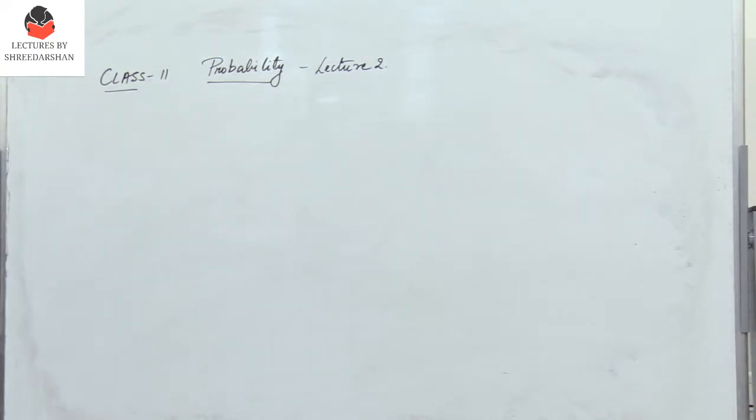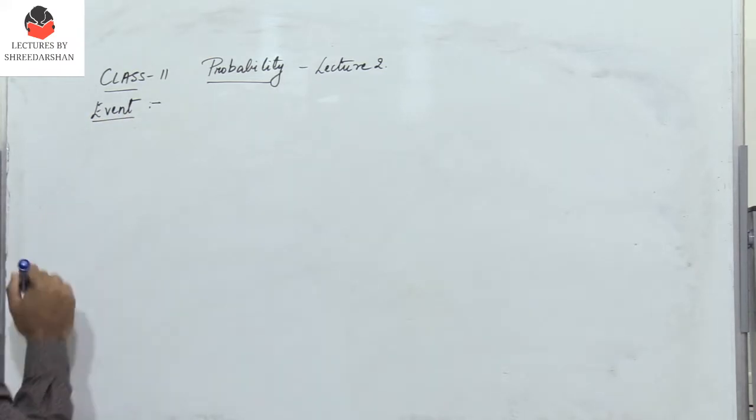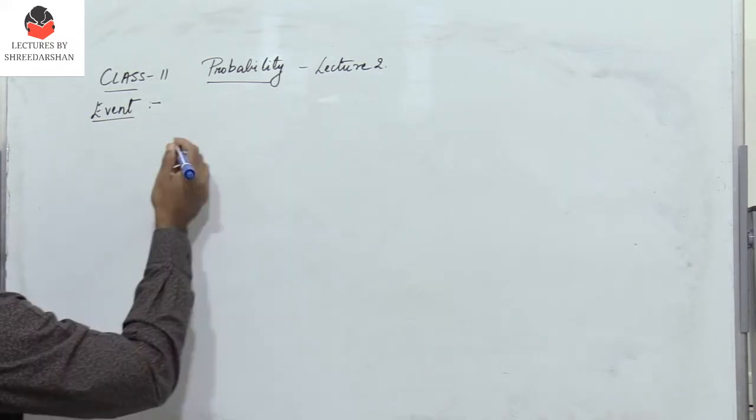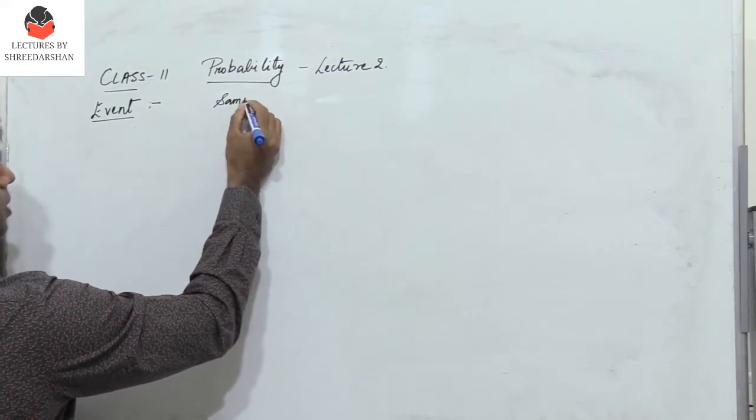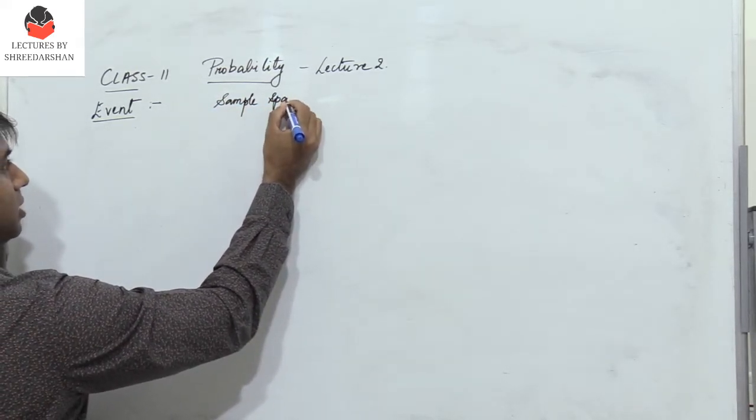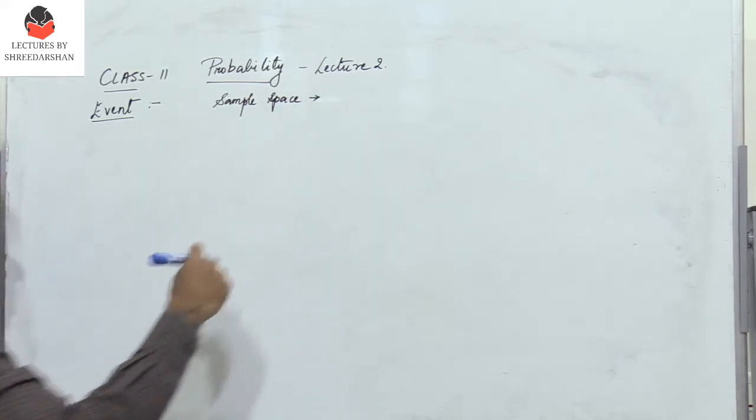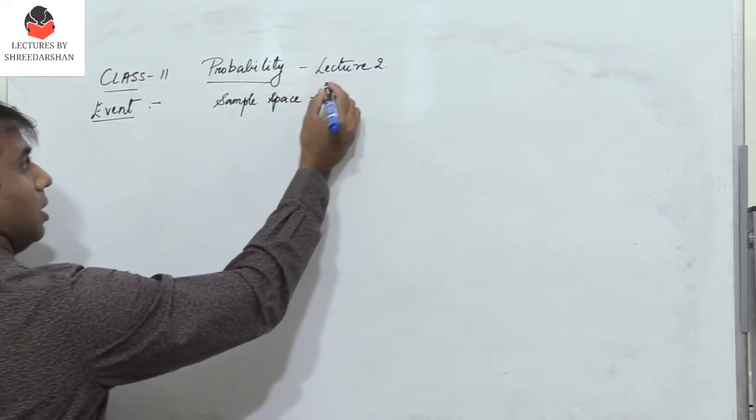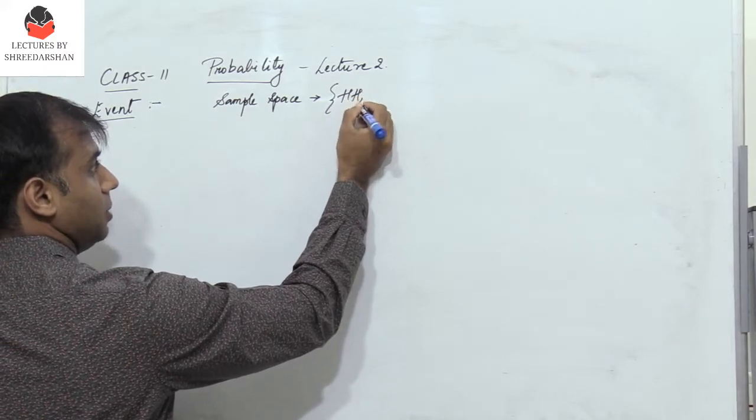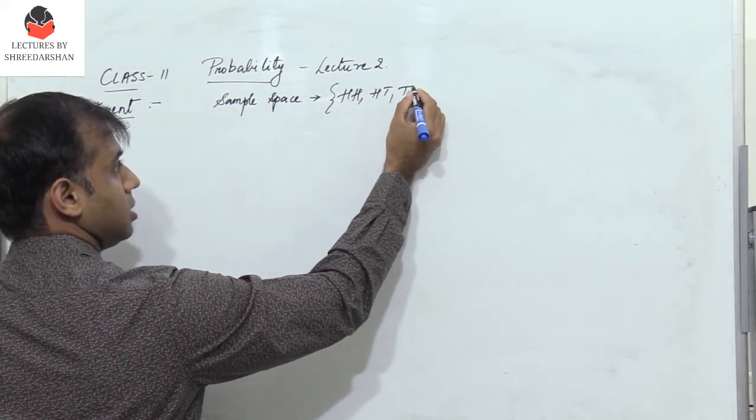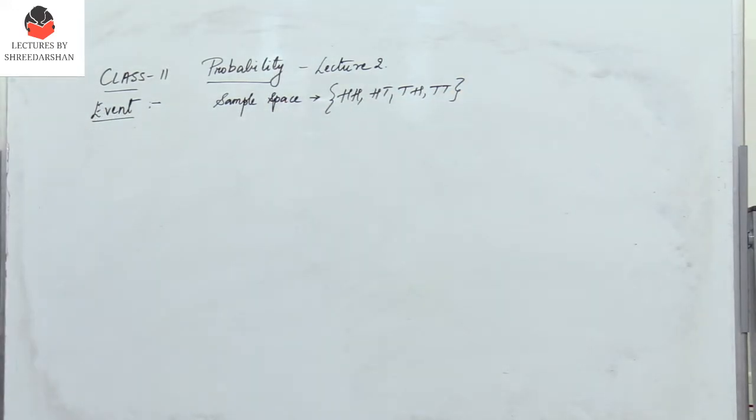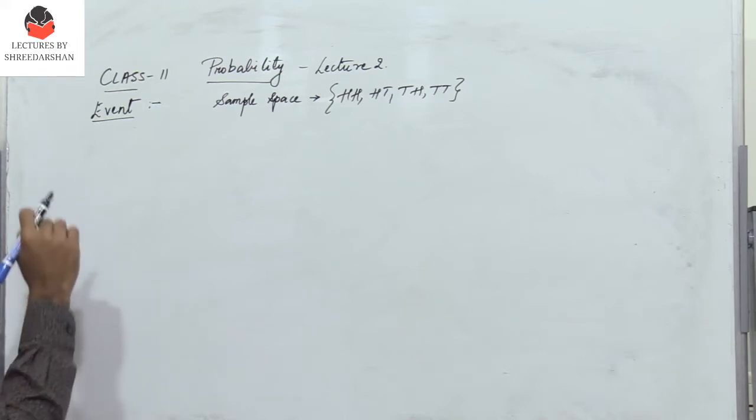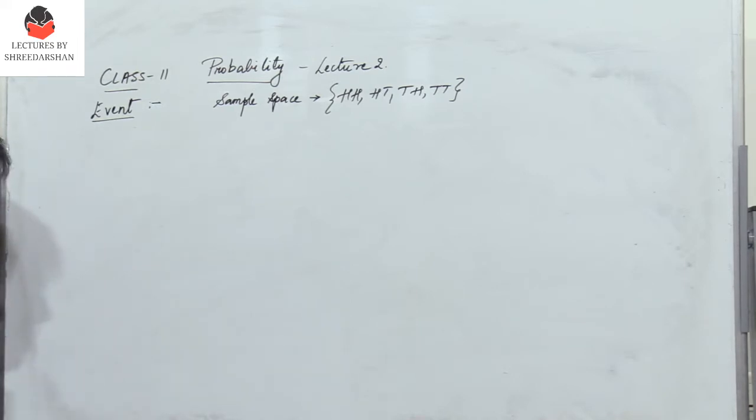So let's begin. Let us consider an experiment where a coin is tossed twice. So what is the sample space? I need to define the sample space when the coin is tossed twice. So I may get head and head again, head, tail, tail, head, and two tails. So this is the sample space, isn't it? Right.